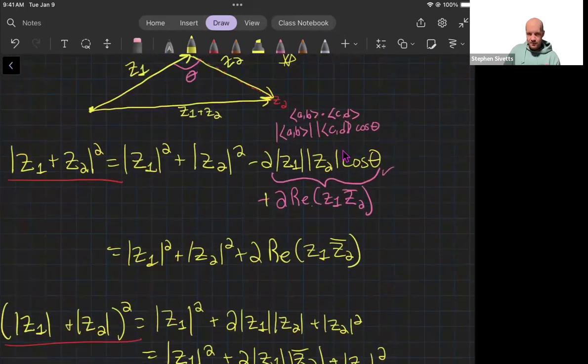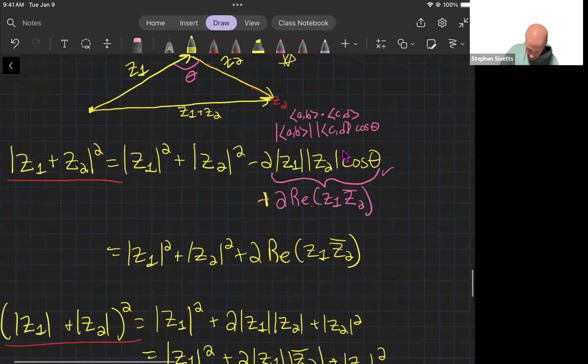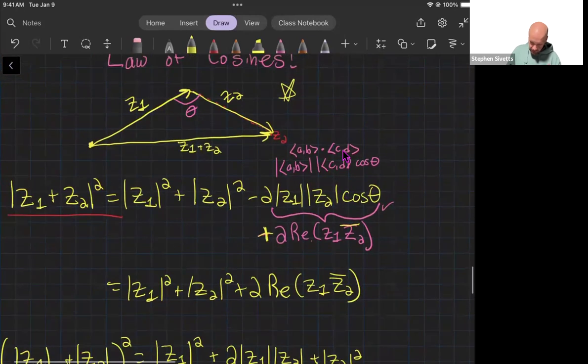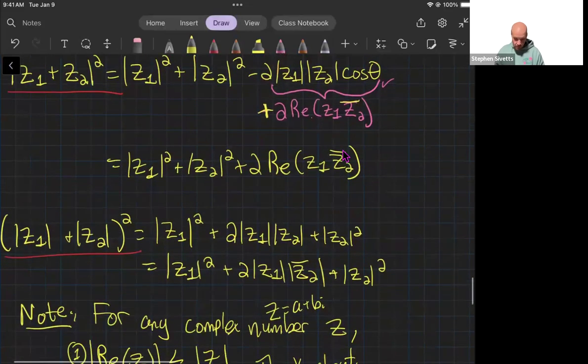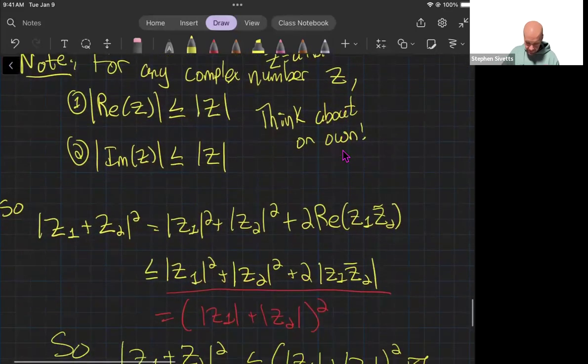So this here is a plus because we had to take the conjugate of Z2, and that resulted in a negative dot product. So yeah, hopefully that made sense.